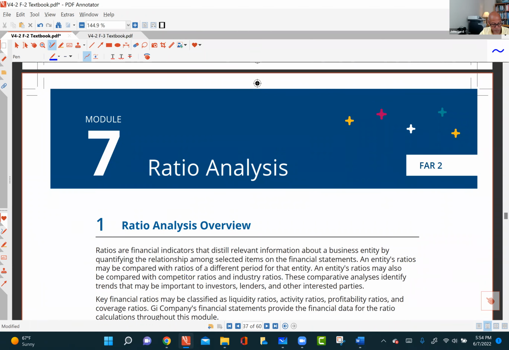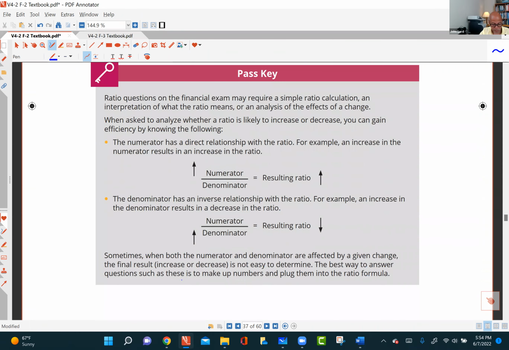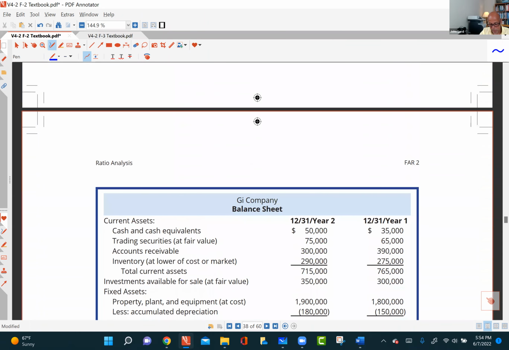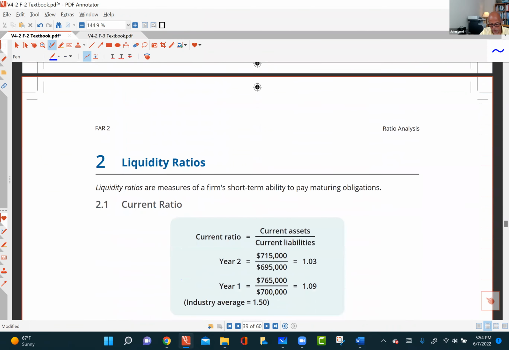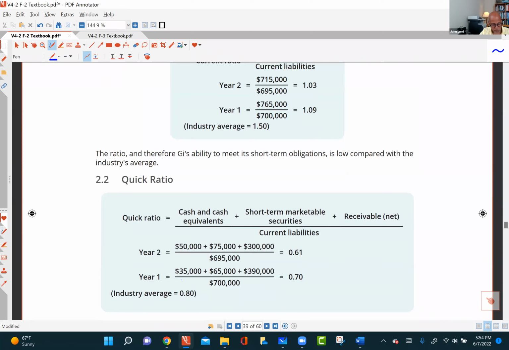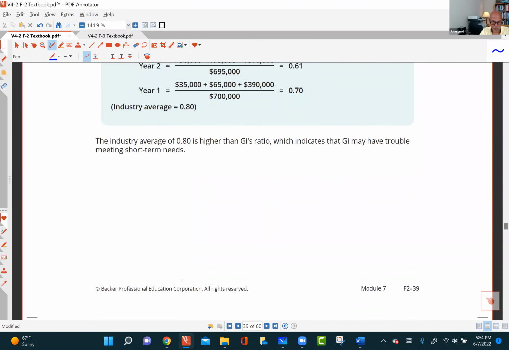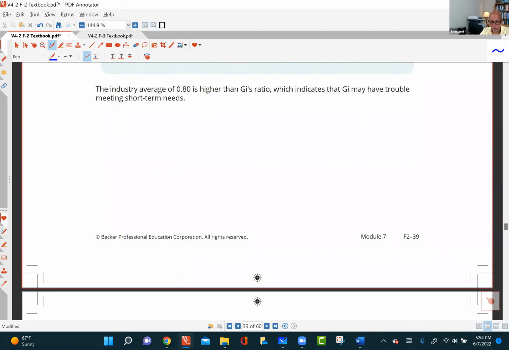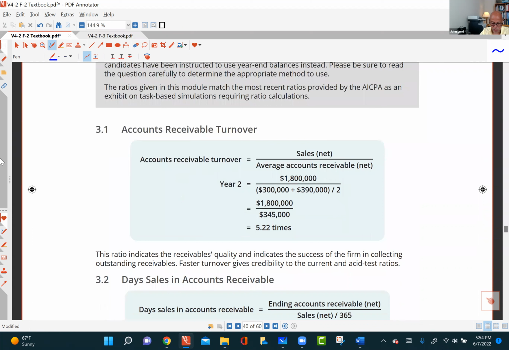And I have asked you to flashcard and memorize every single ratio. They give you a balance sheet and an income statement, and then they show you how to calculate those ratios. So you do need to be good at that. That is a potential 5 to 10 point area on the exam. You could very likely see a task-based simulation where they're asking you to calculate some of these ratios, and also describe what the ratio is indicating.